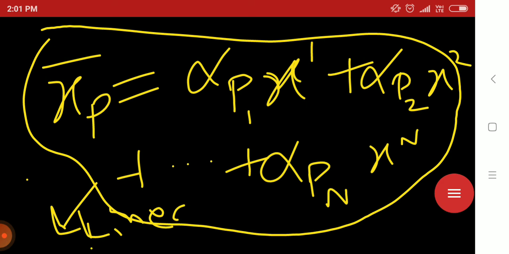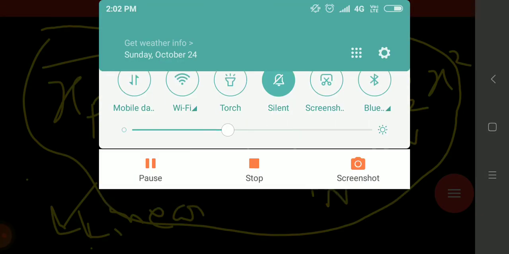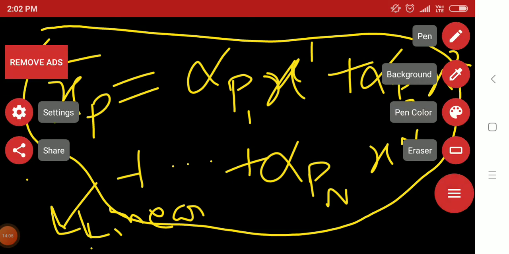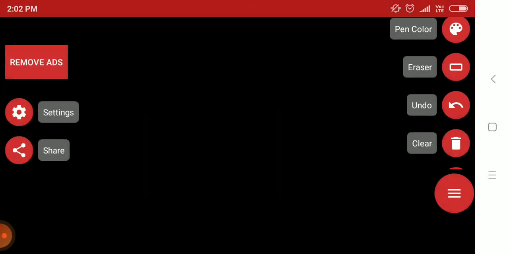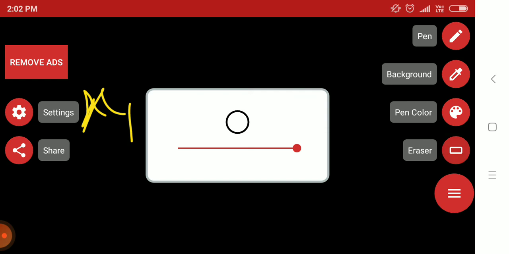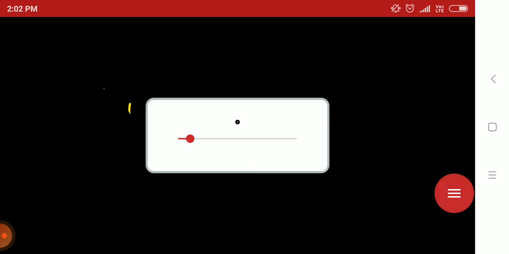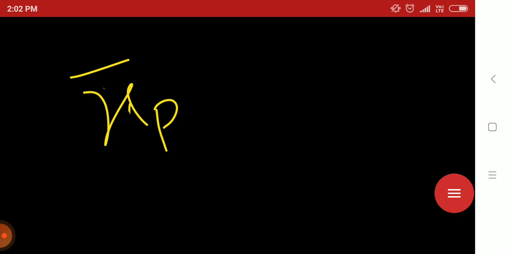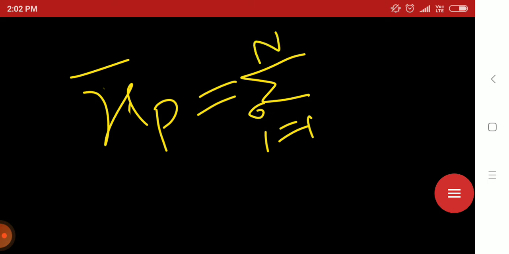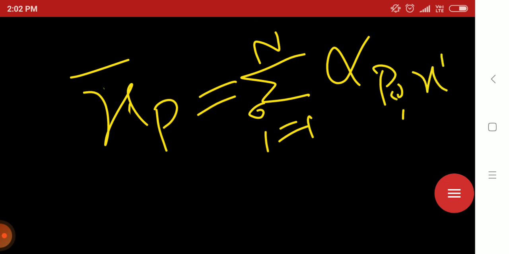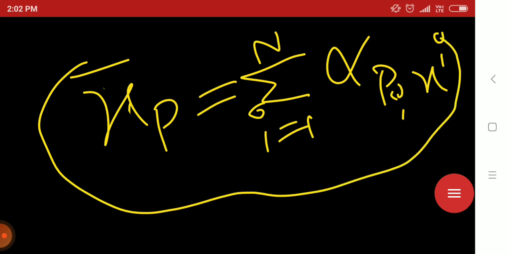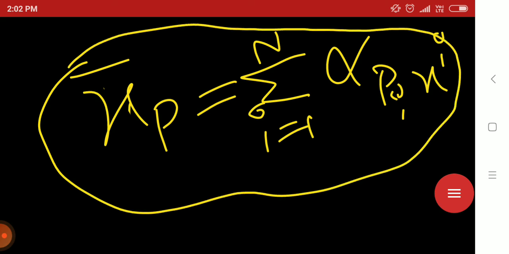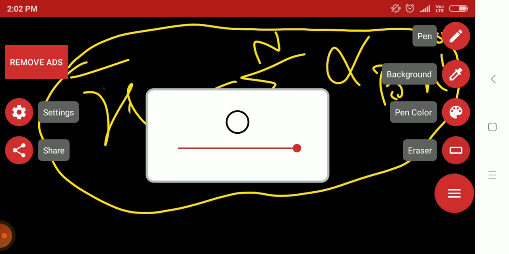Then we can generalize that linear relation as xp bar equals summation over i equals 1 to n alpha pi xi. So this transformation is a linear transformation. It is a linear transformation of what? Try to understand this now.